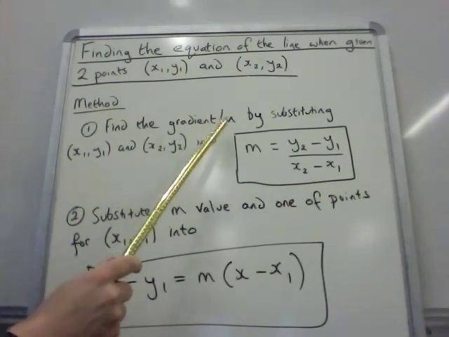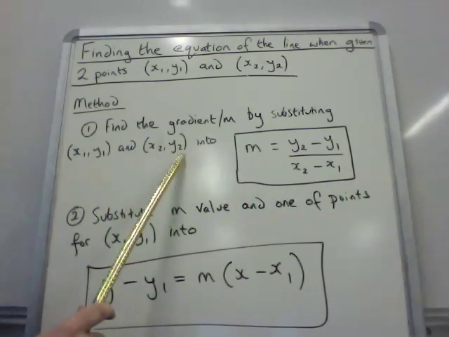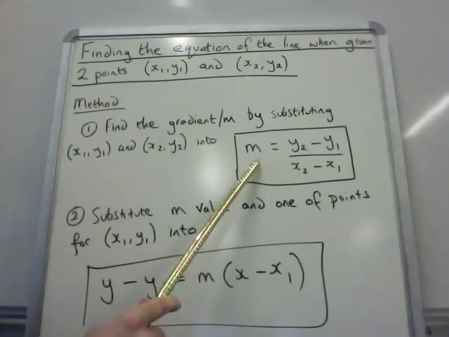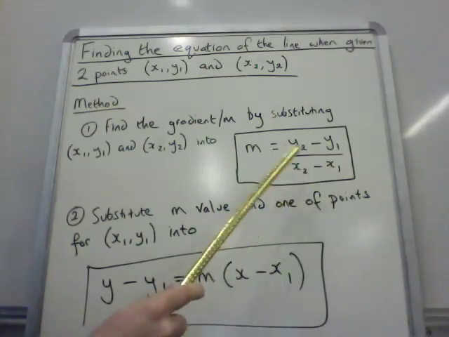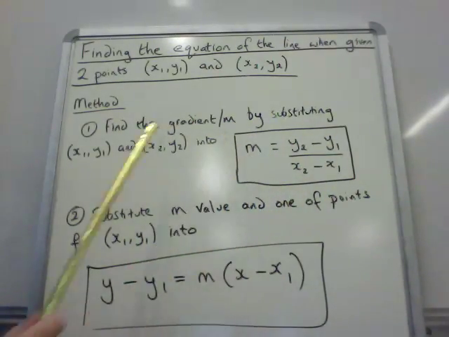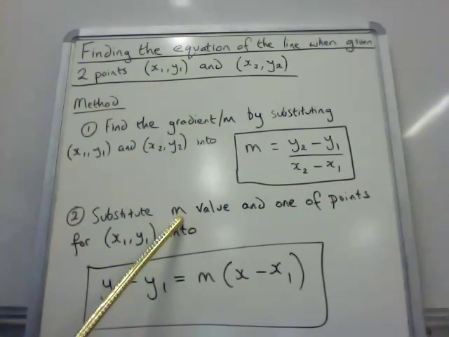First you need to find the gradient m value. You do that by substituting x1 y1, x2 y2 into your old friend m equals y2 minus y1 over x2 minus x1. Do what you've learnt before and get the m value. Once you've got the m value, you're back to the same situation you've had before, where you have the m number and a point. You just pop it in here and leave your answer in the form you need.